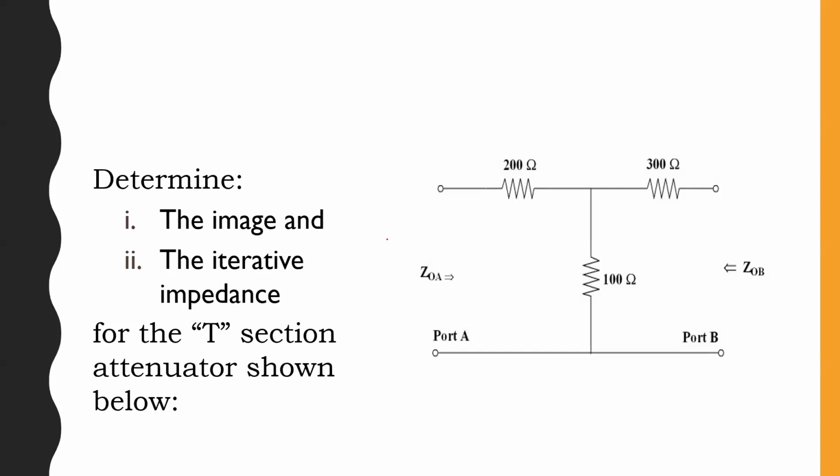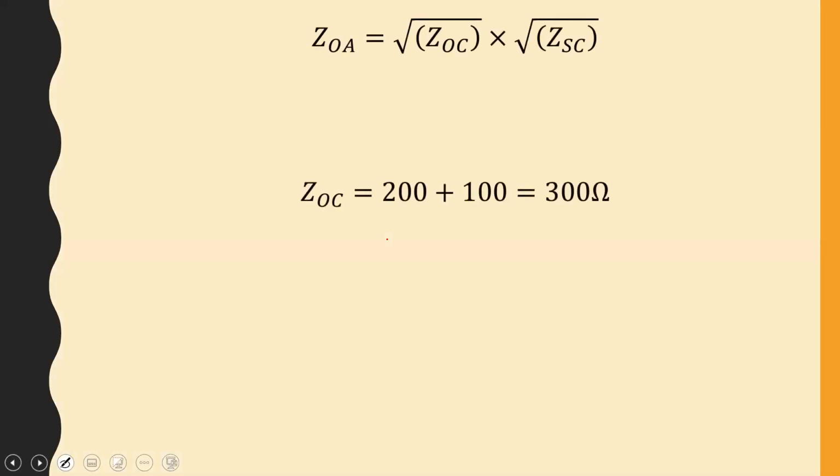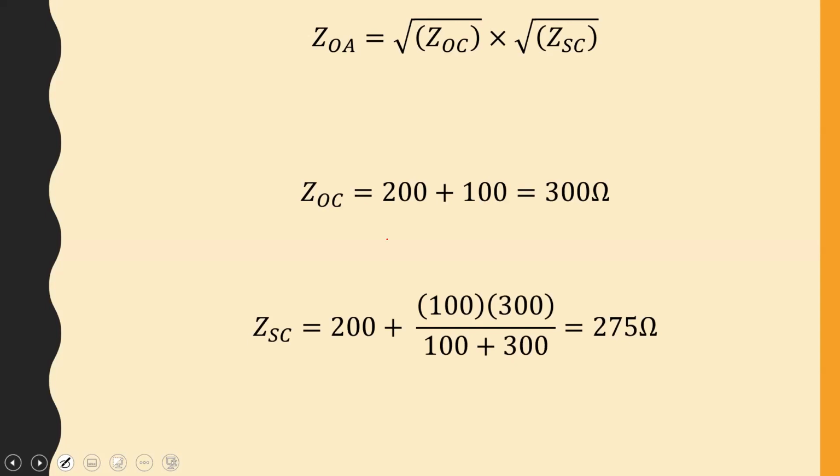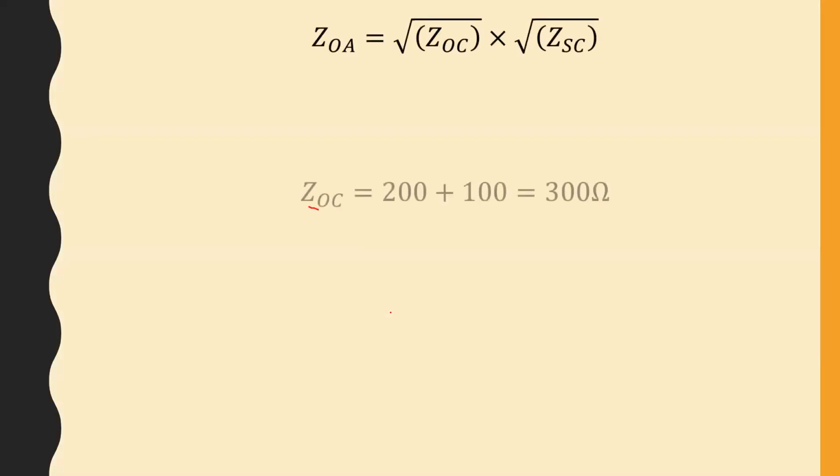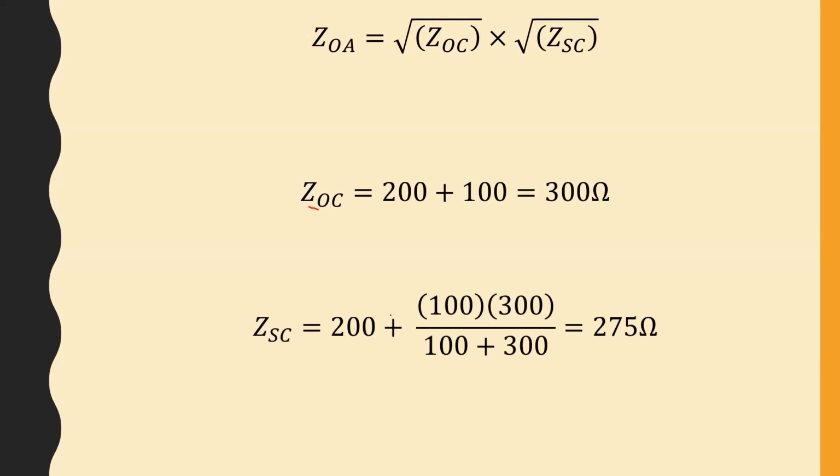So for your image impedance looking into port A, it's given by the square root of the product of the open circuit and short circuit impedances. For our circuit, the open circuit impedance would be 200 in series with 100. And if I short circuit the port, it will be 200 in series with 100 in parallel with 300. Don't think we need to spend a lot of time worrying about that. So our short circuit and open circuit impedances are shown.